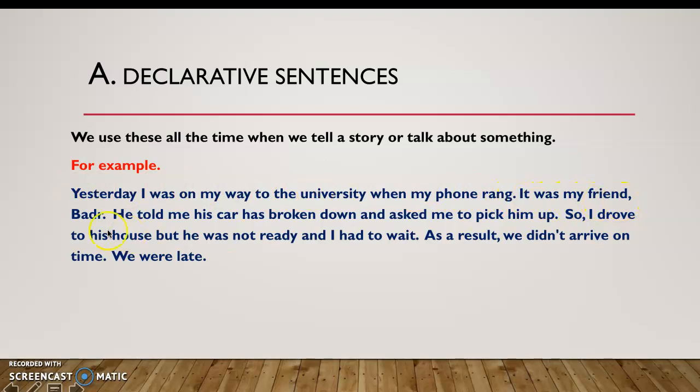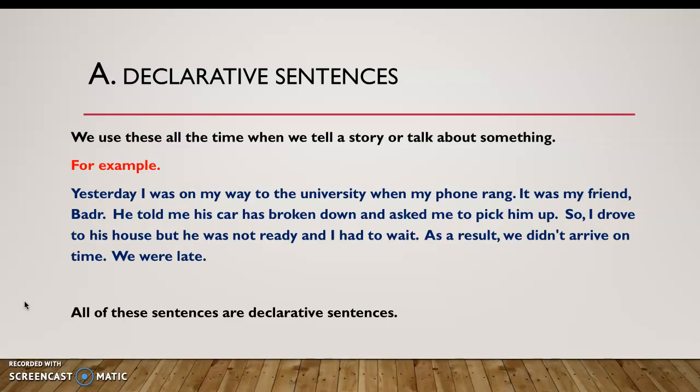It was my friend, Badr. He told me his car had broken down and asked me to pick him up. So I drove to his house, but he was not ready and I had to wait. As a result, we didn't arrive on time. We were late. Now, all of these sentences are declarative sentences. That's quite easy, isn't it? It simply means sentences with no questions.